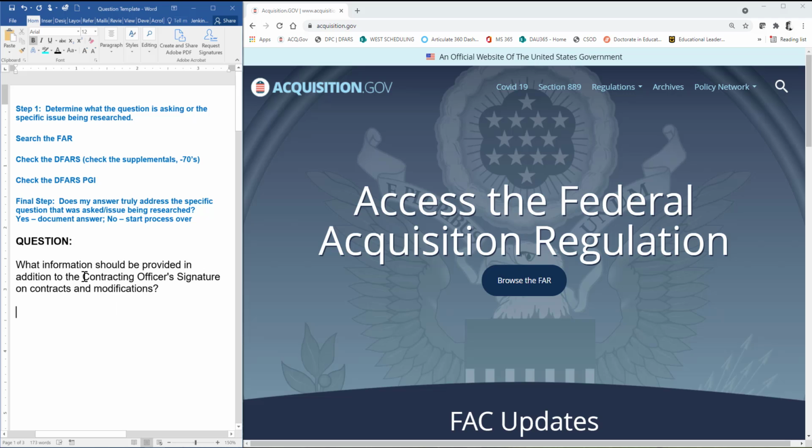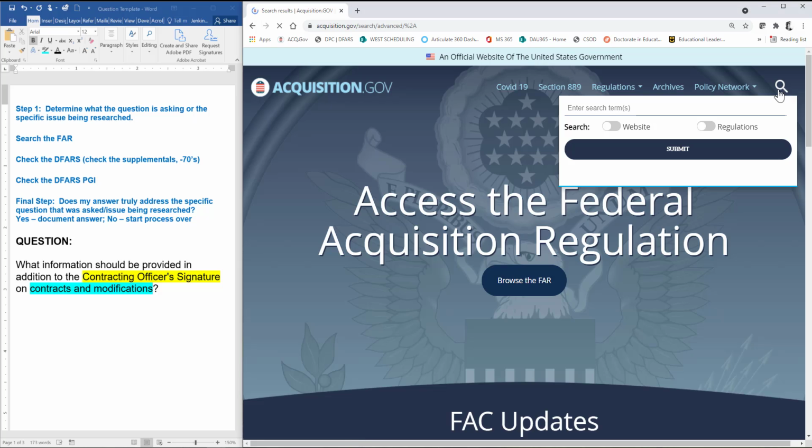So to me, clearly the subject here is the contracting officer's signature, so I'm going to highlight that. And contracts and modifications is some descriptive factors in there that we may want to consider. Okay, so let's start our search here.